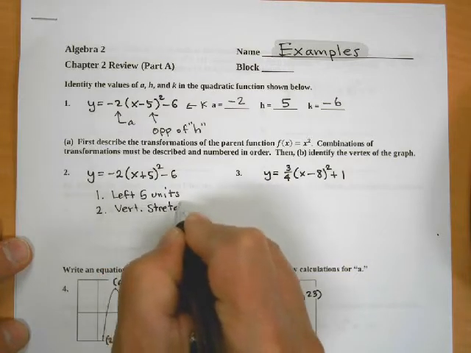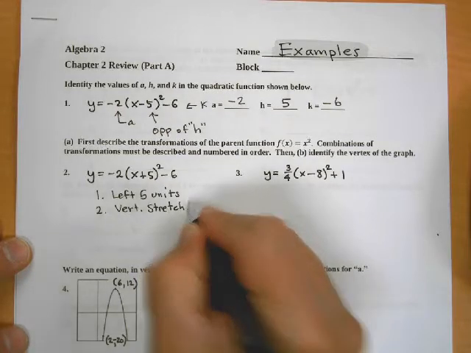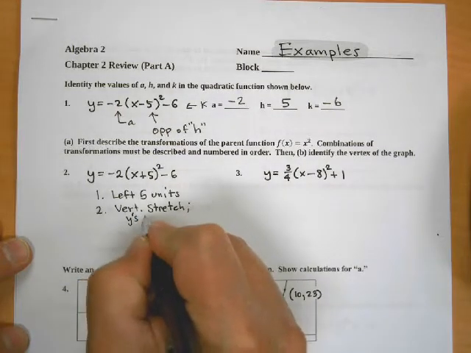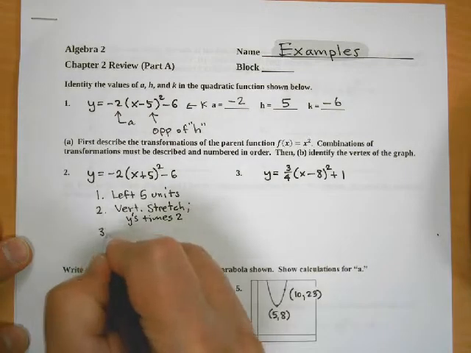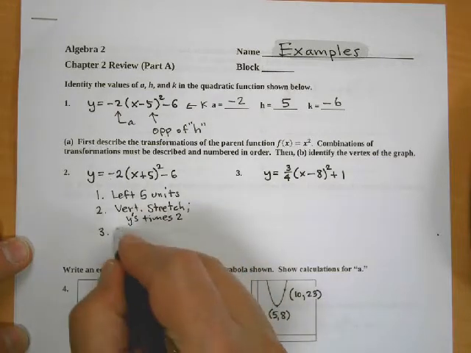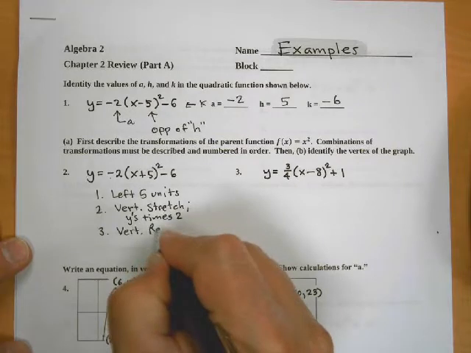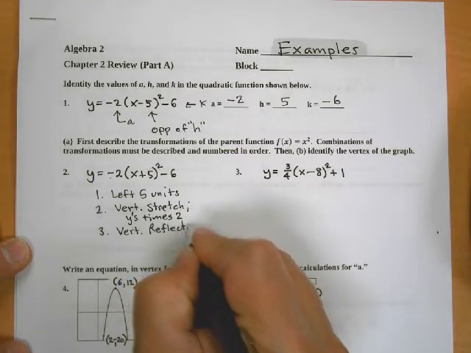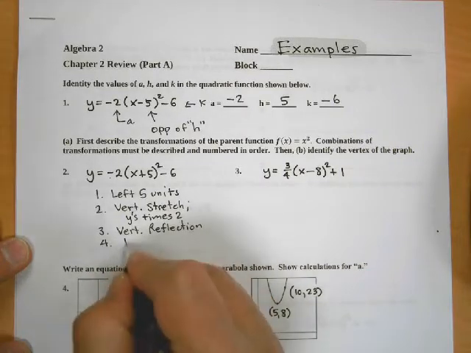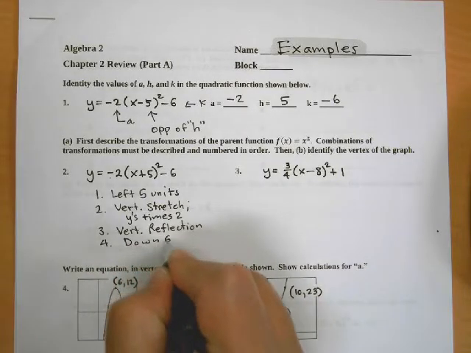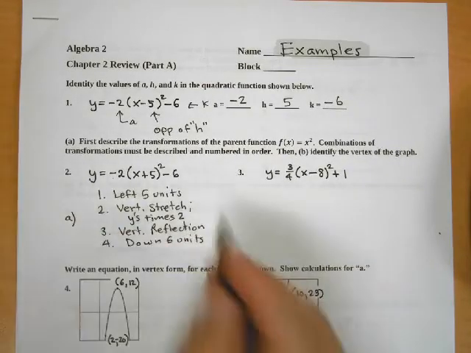You want to think of the positive version of that number out there. Vertical stretch, the y's times 2. The third thing that happens here is the negative sign, and that is a vertical reflection. It gets turned on its head. And finally, this -6 at the end moves it down 6. So that's all part A of the instructions.